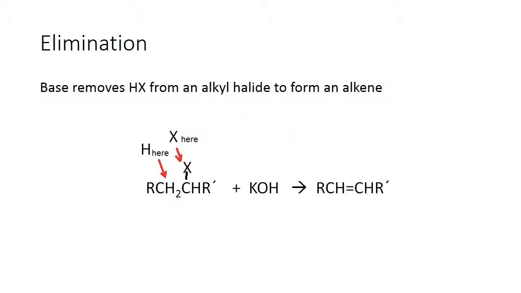The other thing that's covered in this chapter, the other type of reaction, is elimination, which you really already know how to do. Elimination is the removal of acid, a hydrohalic acid, from an alkyl halide to form an alkene. And we already know that you take base and it removes both a hydrogen and a halogen to form the alkene. And of course, the hydrogen has to be from a carbon adjacent to the carbon that has a halogen.